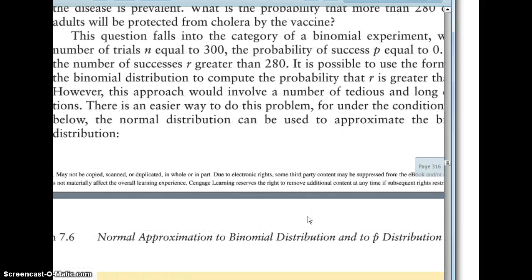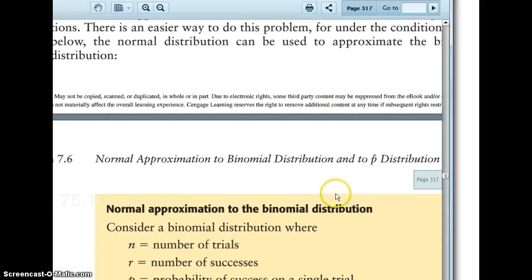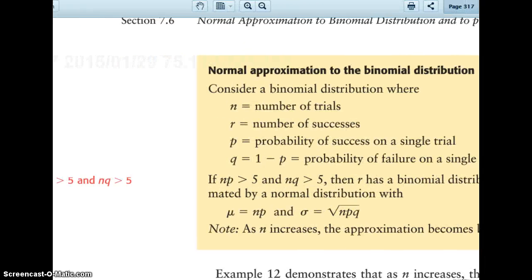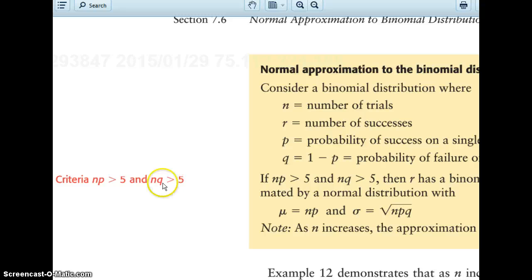So carry on to the next page, page 317, and the conditions that are needed for the normal approximation to the binomial distribution are stated right here. They are also highlighted in red here.